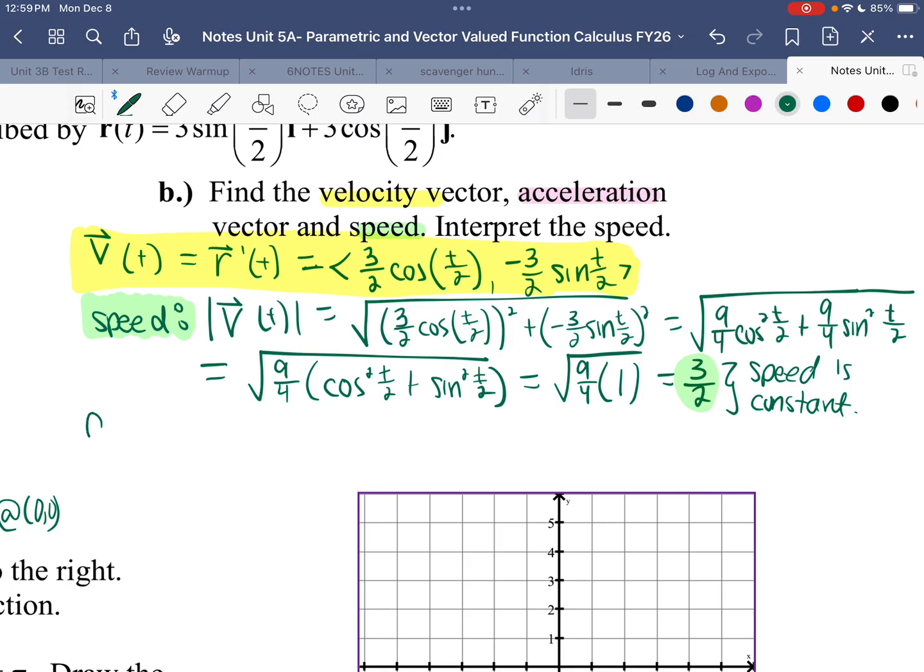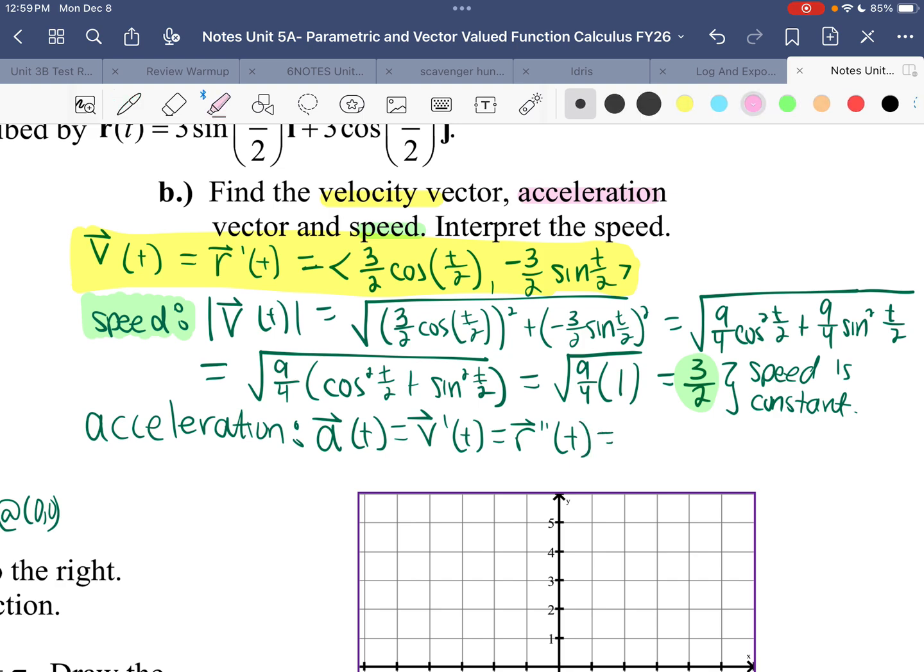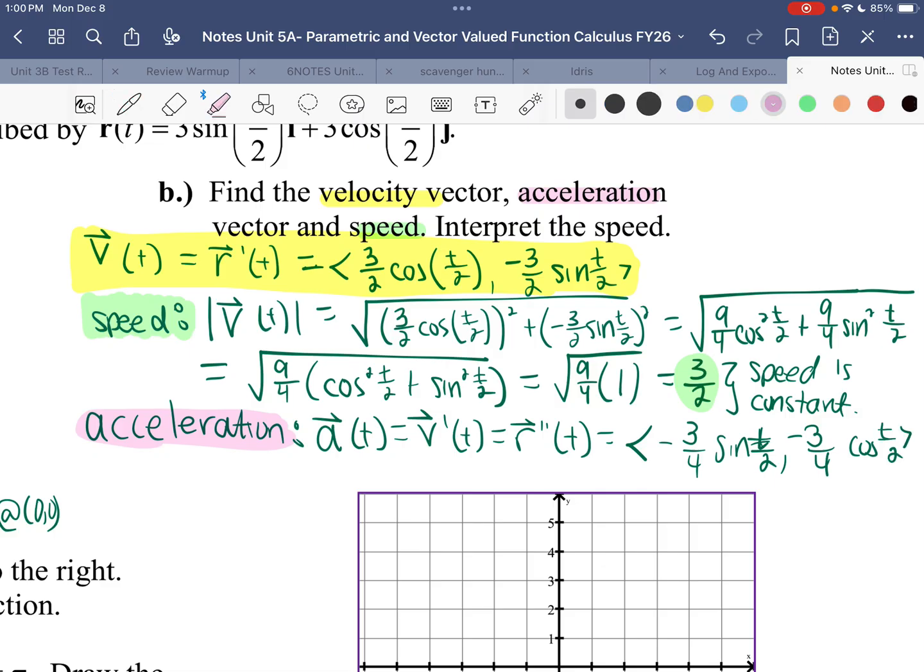Okay, and last thing, acceleration. Acceleration is the derivative of velocity, or the second derivative of the vector function, but since we already have the velocity, it's going to be kind of easy to take the derivative of that. So we get negative 3 over 4 sine t over 2 and negative 3 over 4 cosine t over 2. The 4 is coming from slapping the baby.